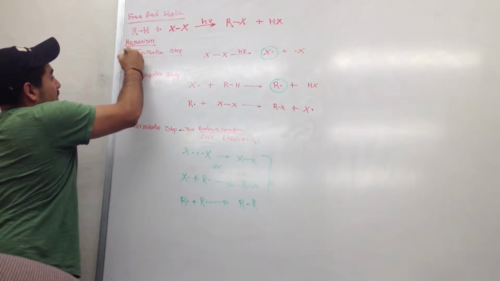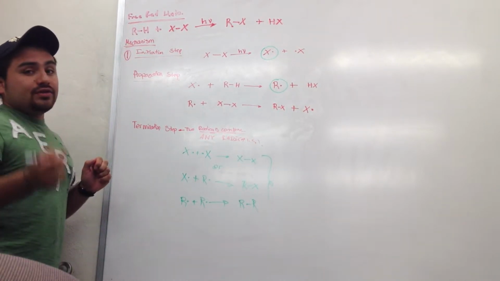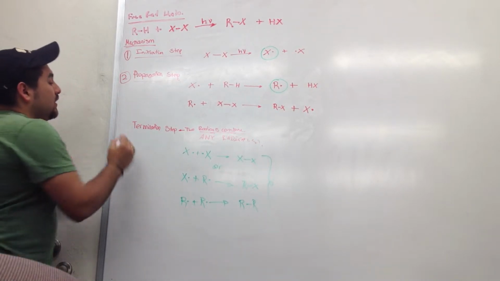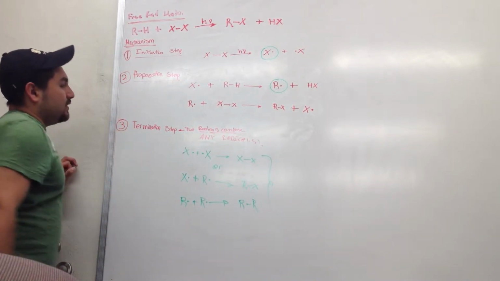All right, so the mechanism of a free radical halogenation has 3 steps. Step number 1 is the initiation step. Step number 2 is the propagation step, and step number 3 is the termination step.